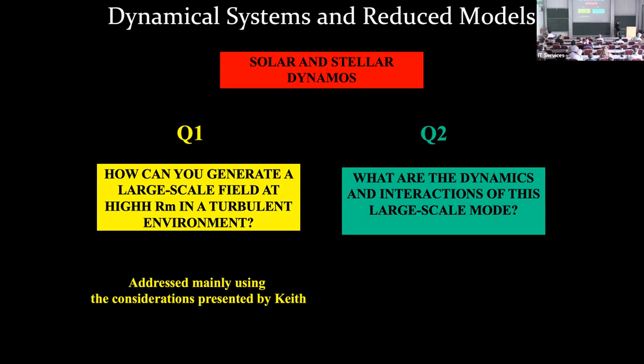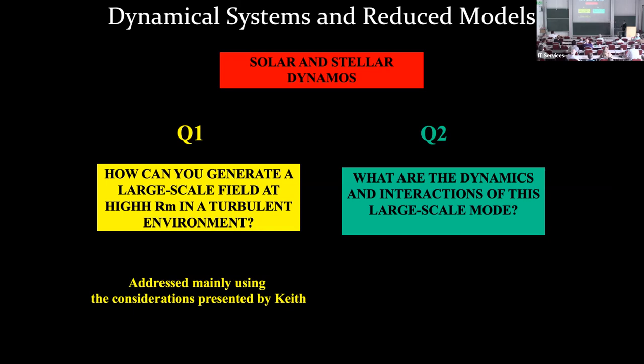He's like, where does this large-scale mode come from? Given we have all this turbulence, we're at exceptionally high Rm, how do we get a large-scale field in the first place? And that is, I think, still a contentious issue. And because it's a contentious issue, and Emmanuel didn't ask me to talk about it, which is great, I'm not going to. I'll just say a couple of things.